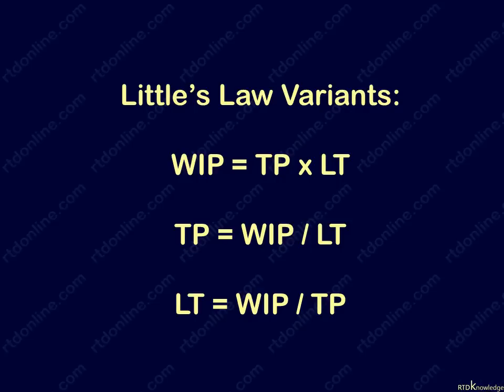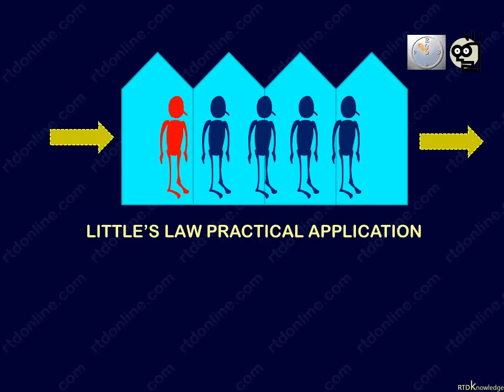Throughput is equal to work in process divided by lead time, and lead time is equal to work in process divided by throughput. By knowing any 2 variables, we can always figure out the third. Let's take a practical application.